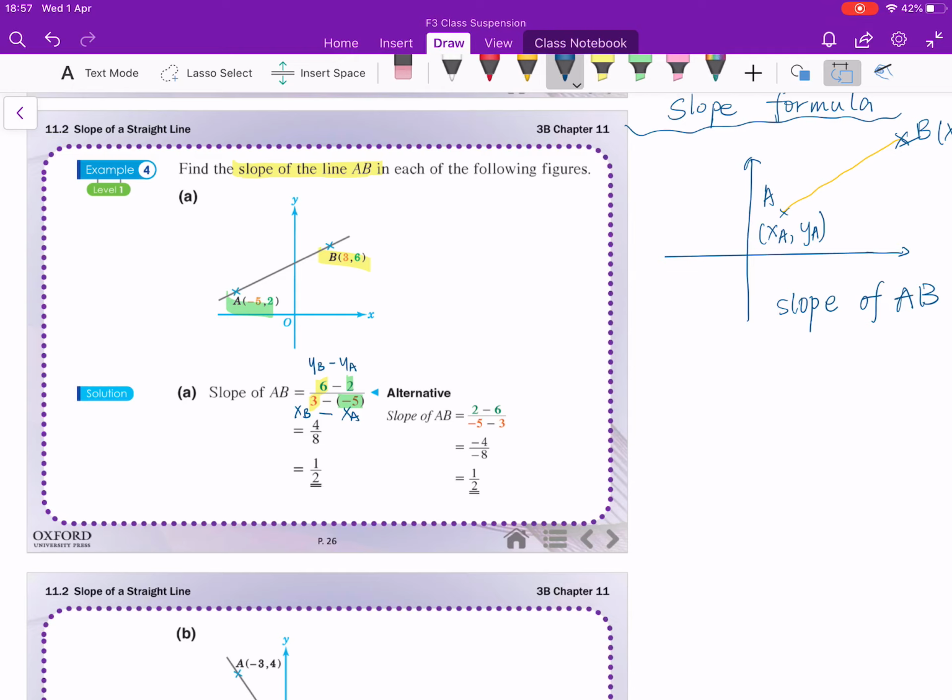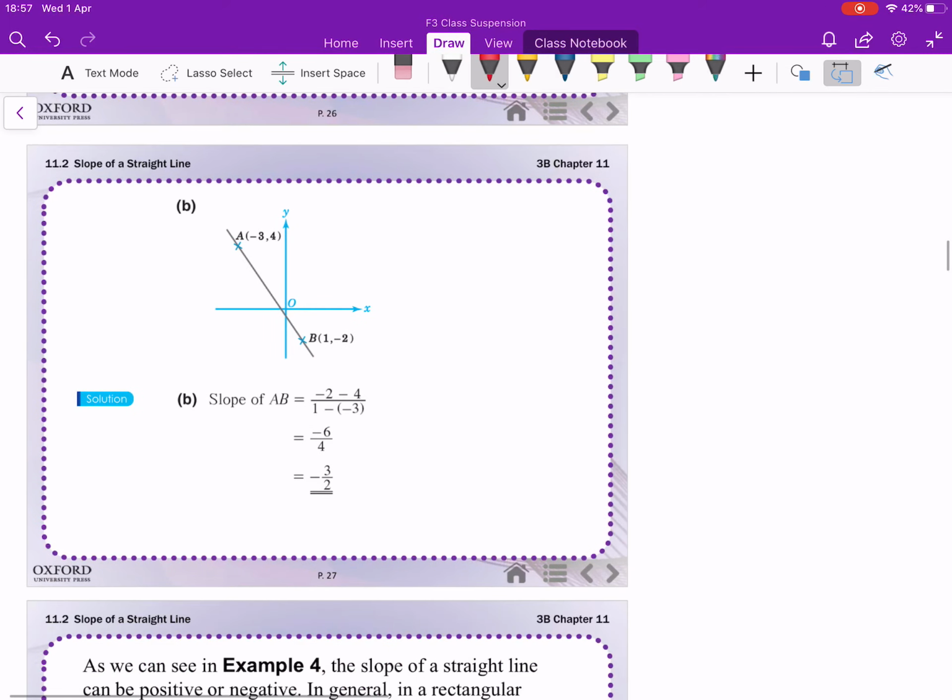Or you can see we have another alternative solution here. This time we use the y coordinate of A minus the y coordinate of B, and in the denominator we use the x coordinate of A minus the x coordinate of B. Both are correct as long as you follow the same order in both numerator and denominator. So the final answer is 1/2.